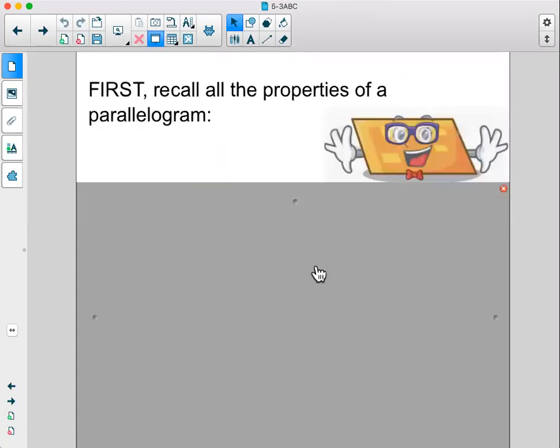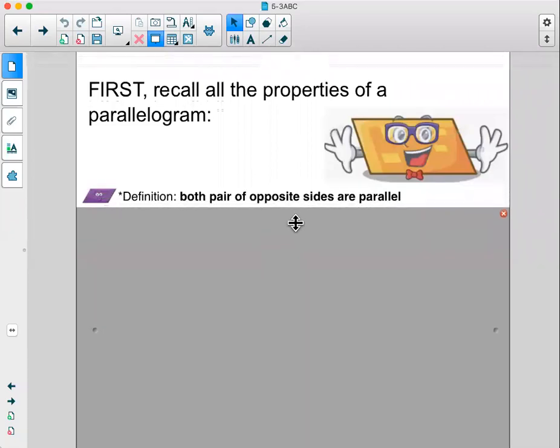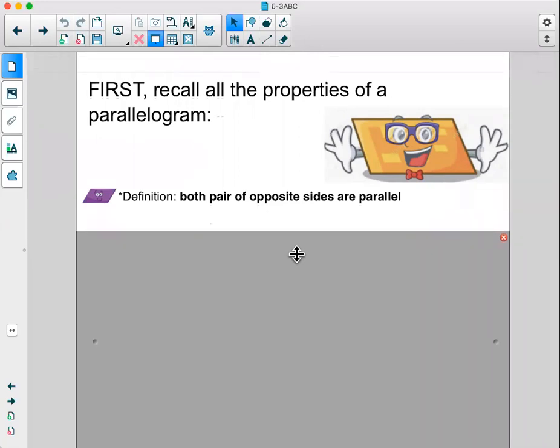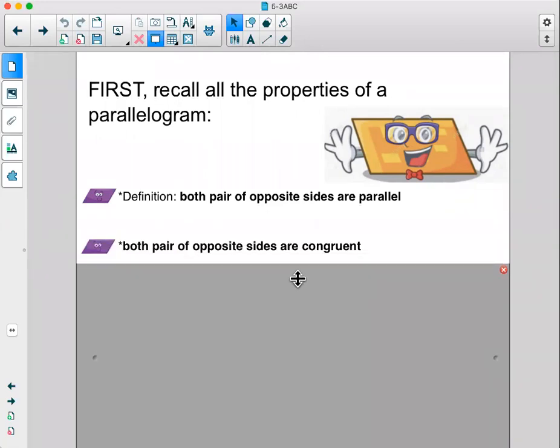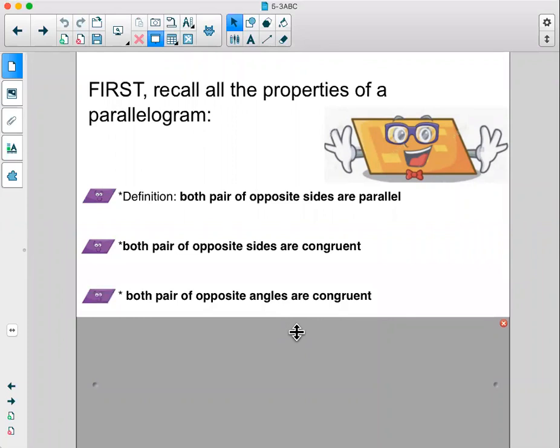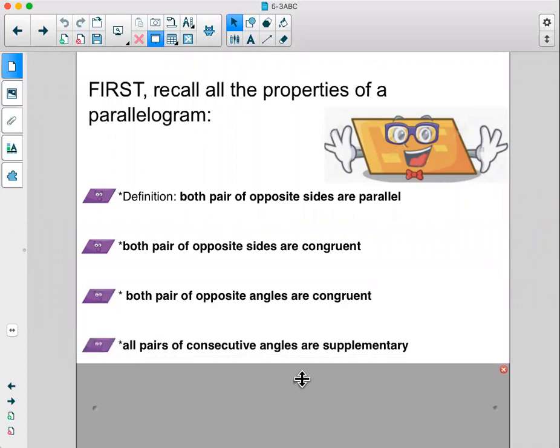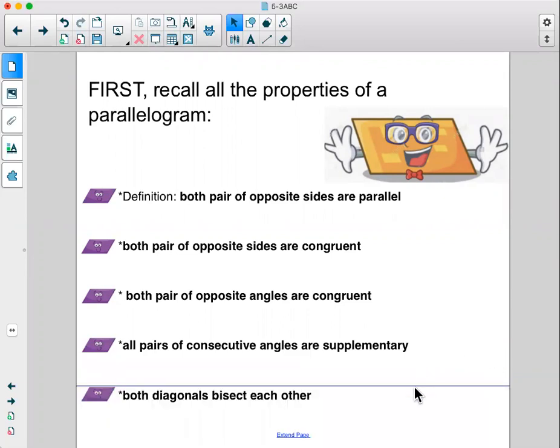But before we do, we have to remember all the properties of a parallelogram because the rhombus is a parallelogram, so all these attributes are true of the rhombus as well. Both pairs of the rhombus's opposite sides are parallel, both pairs of opposite sides are congruent, both pairs of opposite angles are congruent, all consecutive angles are supplementary, and finally, the diagonals bisect each other. And that's because the rhombus is a parallelogram, so all these features of parallelograms apply to the rhombus.